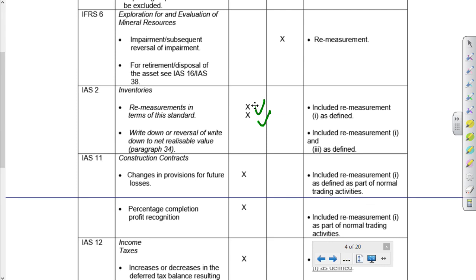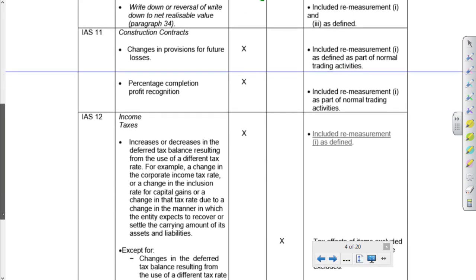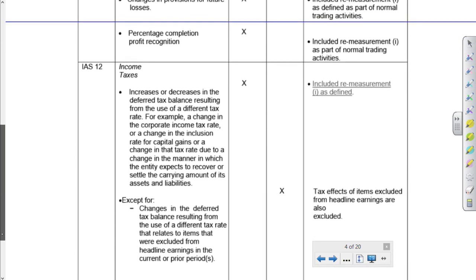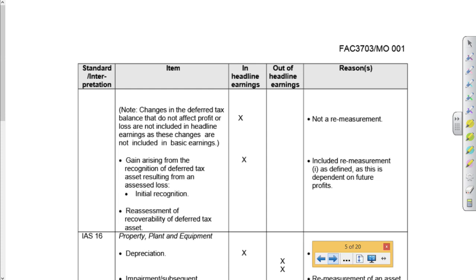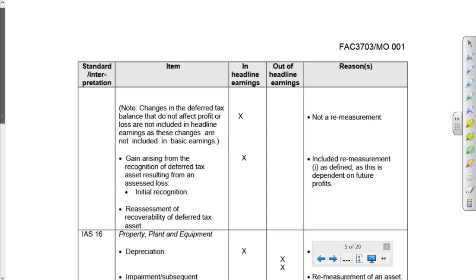Construction contracts we don't deal with. Also, it's out of the syllabus. Tax. Tax rate changes. Those also come out. They're considered not to be things that are operational. But you're not going to come across those in this module. It's too detailed. I'm just trying to pick up the things that you are likely to come across.